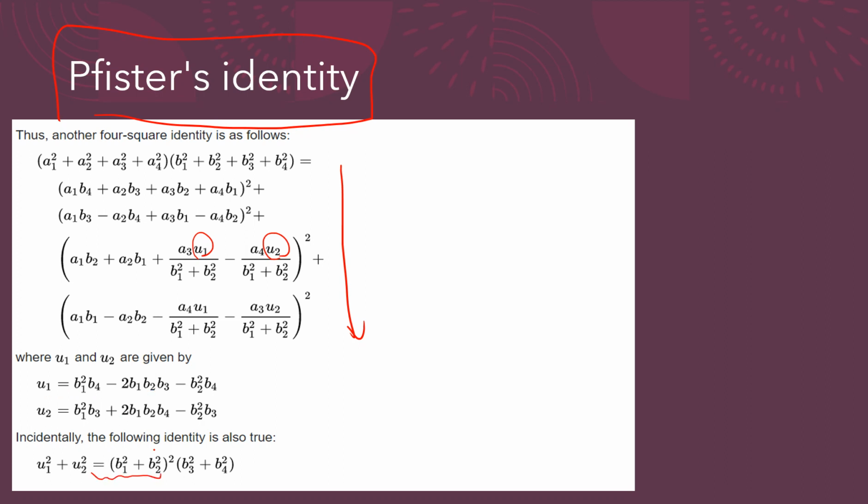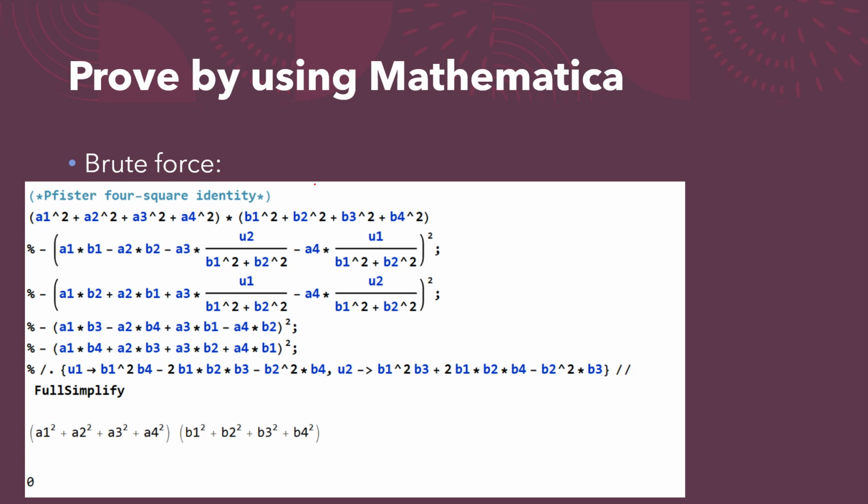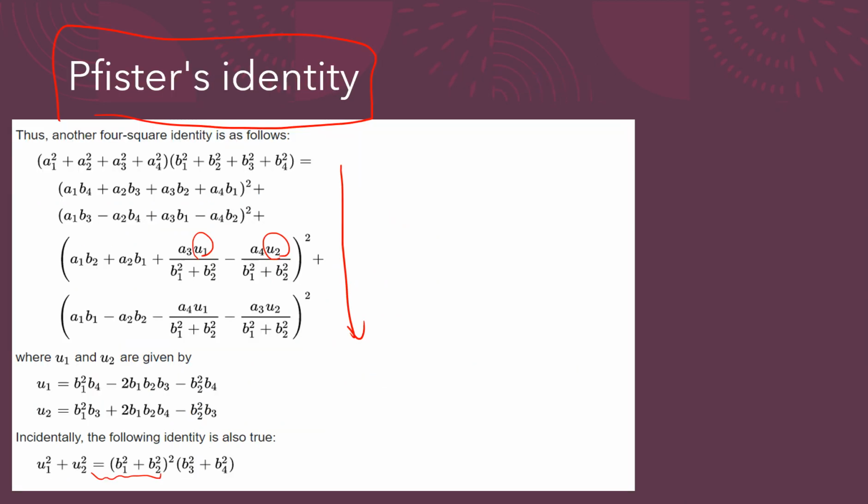Basically, I don't know another proof of this identity, but I know one can use brute force. So this is the brute force to prove this Pfister identity, and this is the Mathematica code, so you guys can copy and check whether it's correct. Finally, you get this one is 0. So this is the four squares, and then you put in the u1 definition and the u2 definition. Basically, it's these two guys.